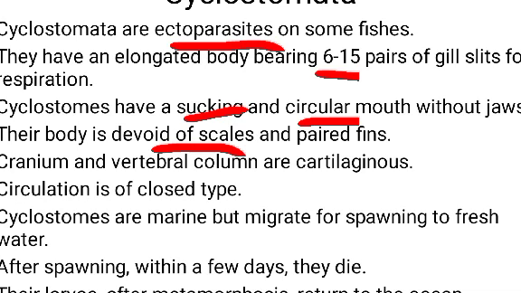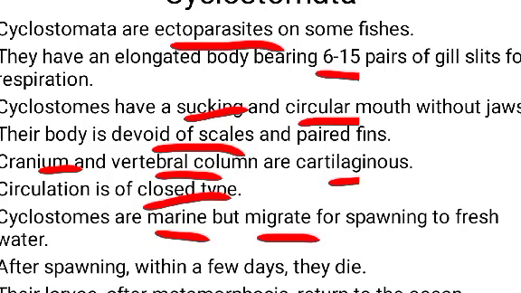Then the cranium and the vertebral column are cartilaginous in nature. What do you mean by cartilaginous? They are made up of cartilage. Cartilage means soft bones, isn't it? So the cranium and vertebral column, or the endoskeleton, is made up of cartilage. Then a closed type of circulation is seen. The cyclostomes are naturally marine animals. Even though they are marine animals, they will migrate to fresh water for spawning.